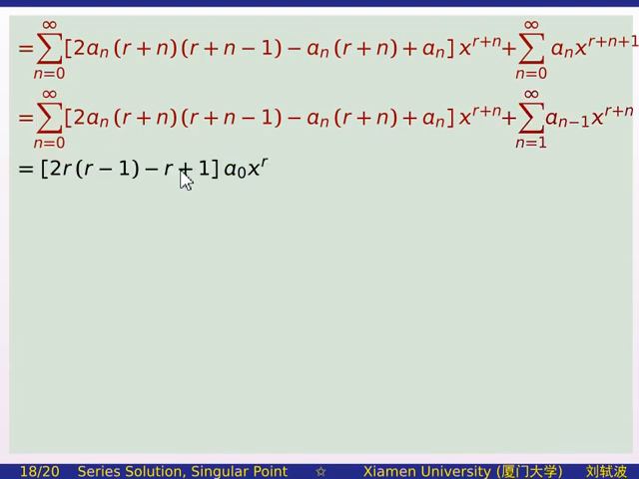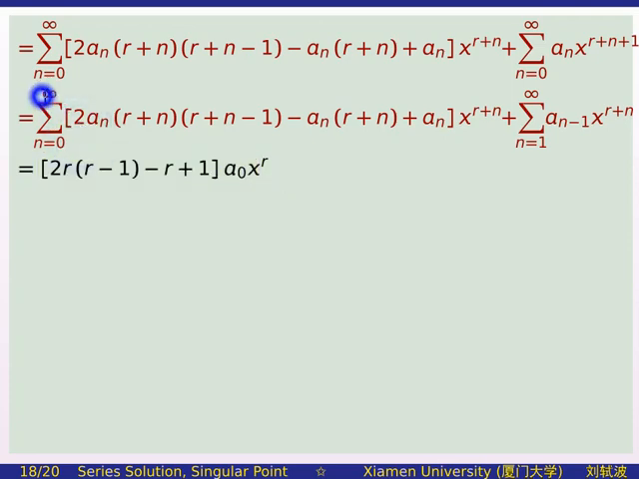Okay, so in the first summation, we write the term corresponding to n equal to 0. N equal to 0, that is 2 a0 r, that is r, then r plus n minus 1 is r minus 1, minus r plus 1. We take the a_n out together, so x to the power r. This is the term in the first summation corresponding to n equal to 0.